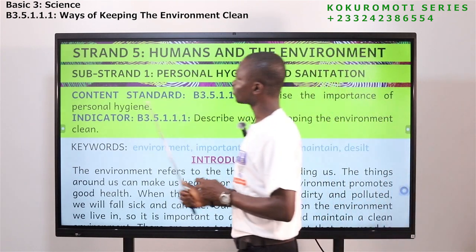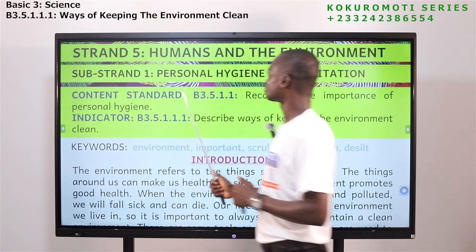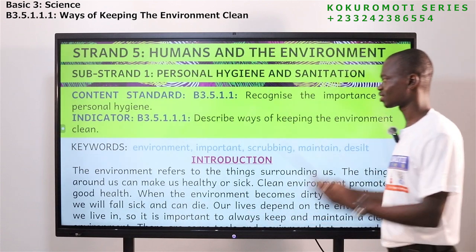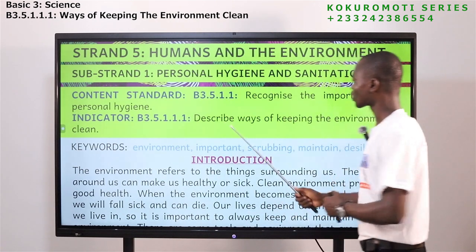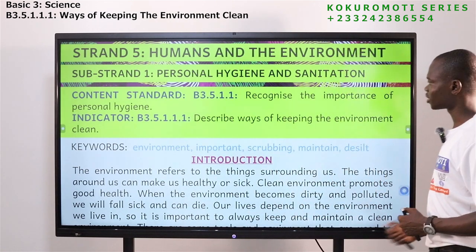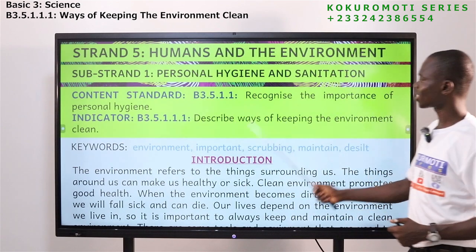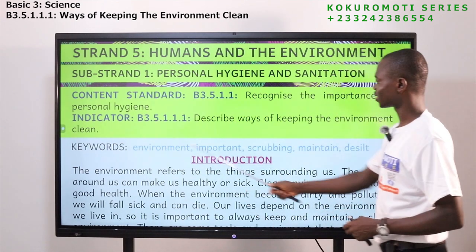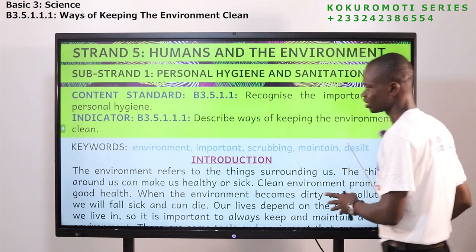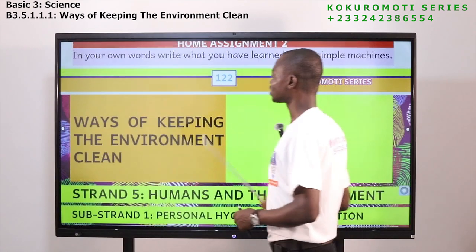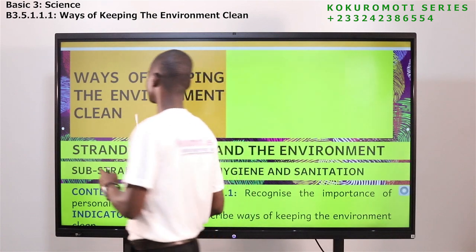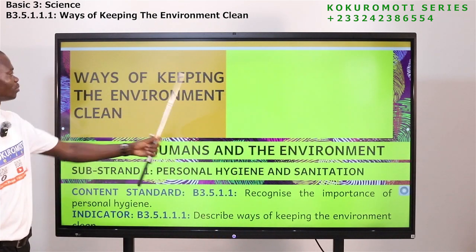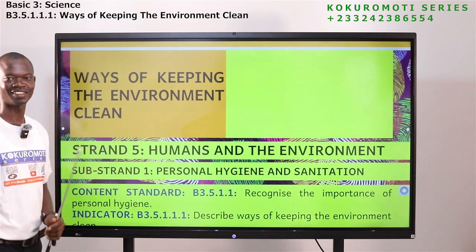Now, under strand 5, we have sub-strand 1. It talks about personal hygiene and sanitation. The indicator: describe ways of keeping the environment clean. So these are some of the key words that you see in the lesson. So today's lesson, this is the heading or the topic: ways of keeping the environment clean.